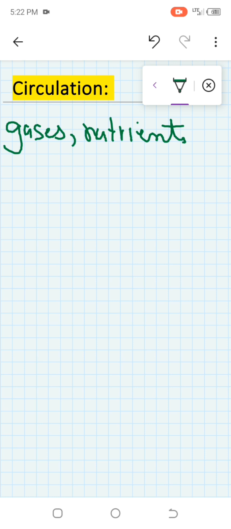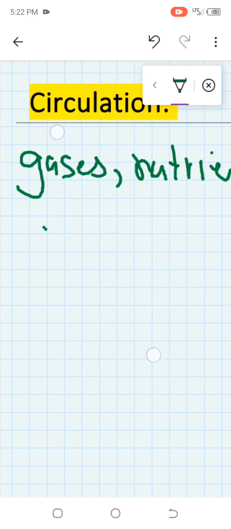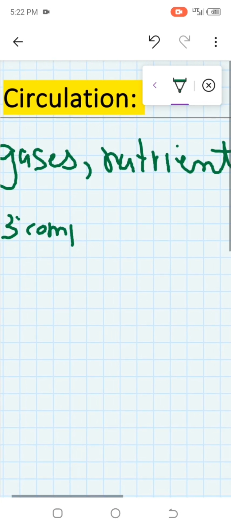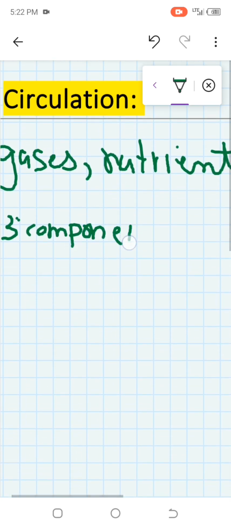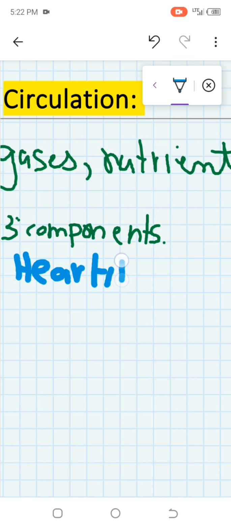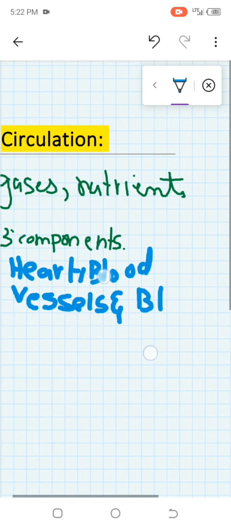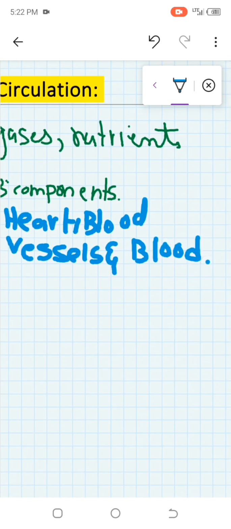In the circulation system, we have three components, which are heart, blood vessels, and blood. Let me write here: heart, blood vessels, and the third thing is blood. So these are basically the three main components of circulation.